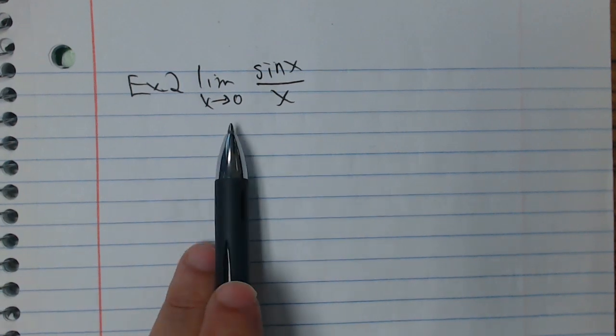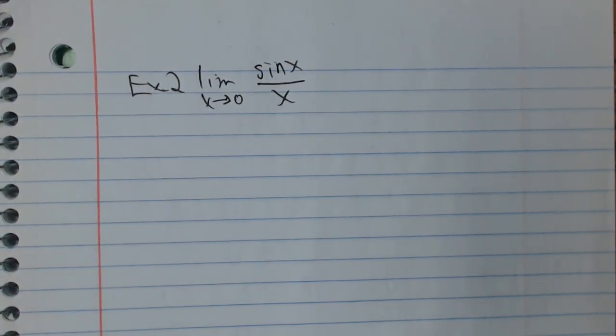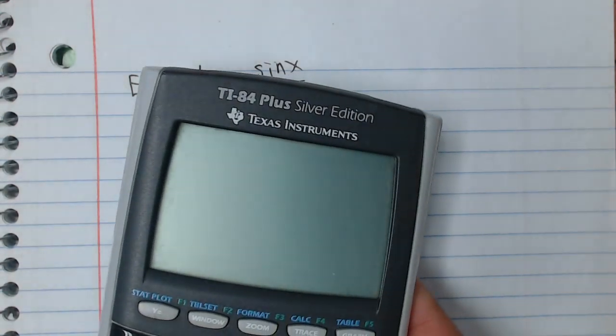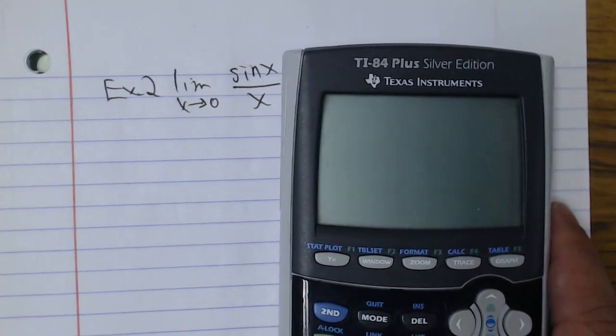Okay, so let's look at another example. For example 2, find the limit as x approaches 0 of sine x over x. So what am I doing here? My goal is to see what happens to this limit as x approaches 0 from the left side and the right side. So instead of doing these calculations by hand, which is pretty much impossible, we're going to use a calculator to do these calculations, and then we'll see what happens to the limit.